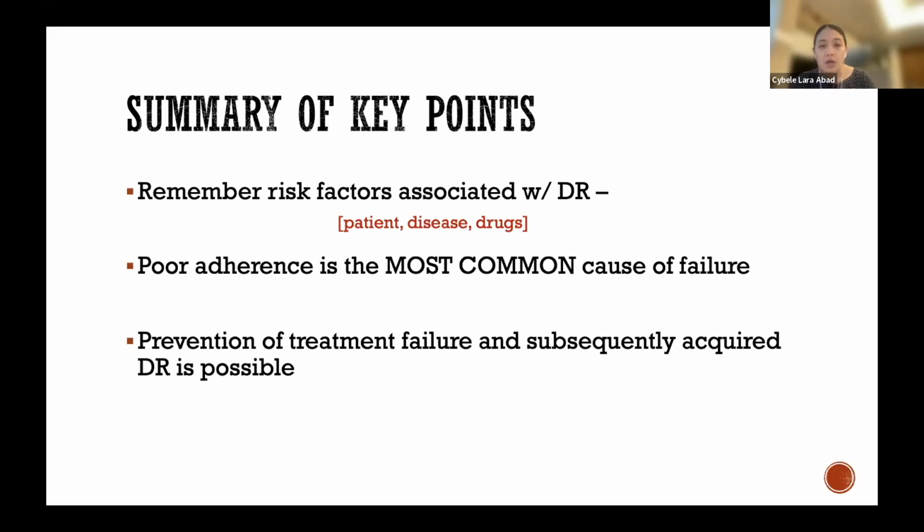But in general, really the most common cause of failure is poor adherence to the regimen. So this is where that lecture earlier is very important, and we have to remember to try and convince our patients that they have to be adherent more than 90% of the time to their regimen. That means taking the regimen 9 out of 10 times. And essentially, prevention of treatment failure and subsequently acquired drug resistance is very possible. Drug resistance and treatment failure is entirely avoidable and preventable if we are highly adherent to our regimens. And I think that is the last slide.